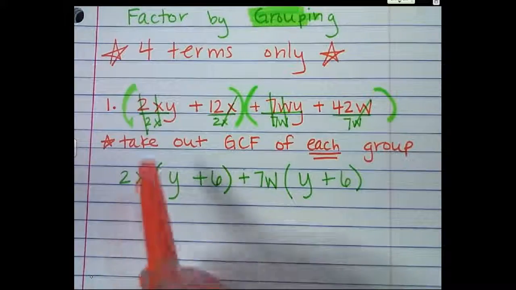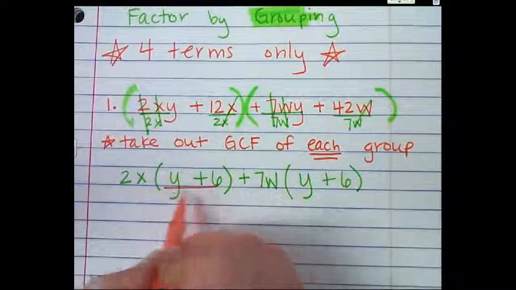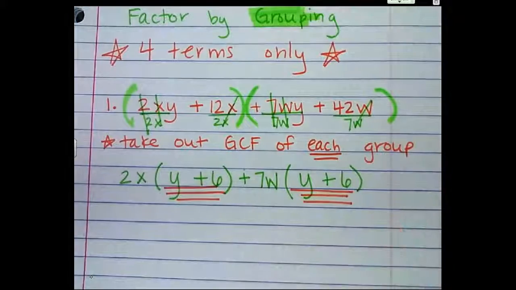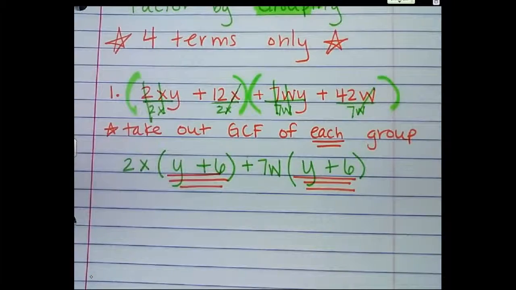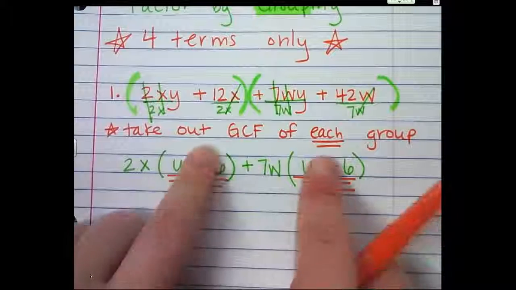Now on Monday, we did some like this. So what happens when you factor by grouping is these 2 pieces should be exactly the same. If they're not, something is wrong. You didn't take out the right number or a negative or something like that. So the ones we did on Monday, we took out this piece that was the same.